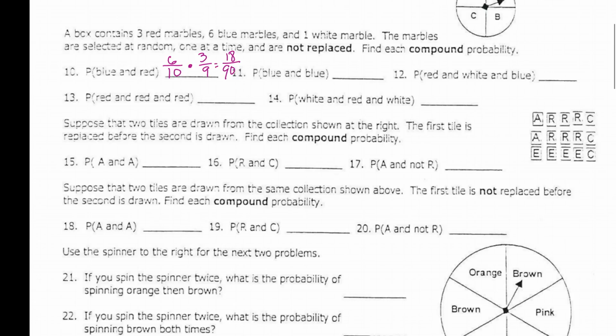Yes, all of those. 10. But remember, on this first probability, I took out a blue. So now there are only 9 in the bag. That's why I went down to 9 here. And what does 18 over 90 simplify to? Perfect.